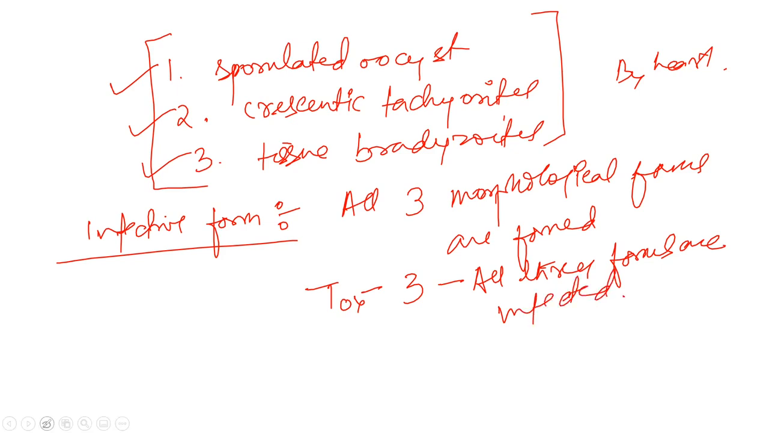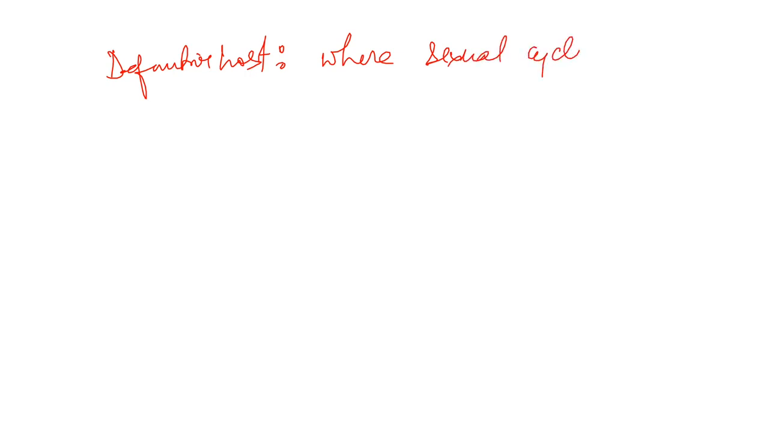Now let's see the host. Now there are two types of host. One is the definitive host. What has happened to my pen? It's always creating problems. Okay, so definitive host means where the sexual cycle takes place. So what is the definitive host for Toxoplasma? It is the cats.